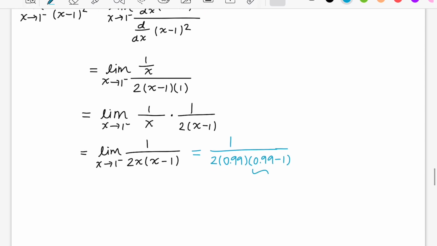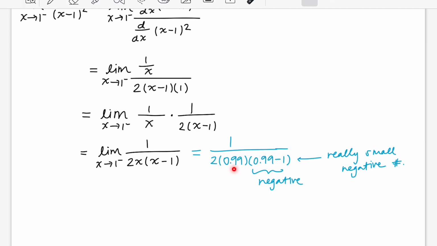We see that this number is negative. And so the denominator is a really small number, but a really small negative number, right? Since this is negative, this will make our whole denominator negative, and negative times a positive is negative, and this number is getting really, really small as we're approaching 1, okay? Because this is getting really, really close to 0.